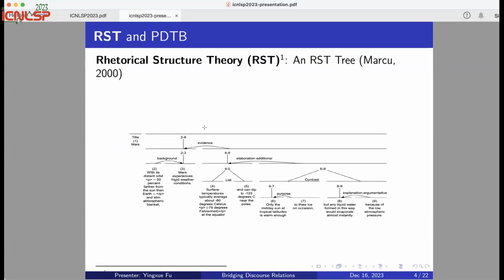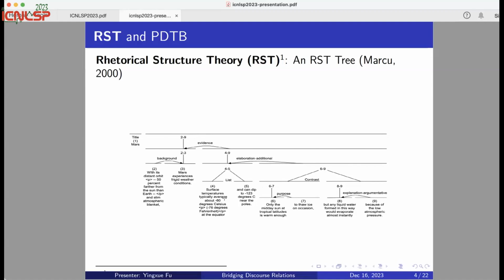RST tries to model discourse as a tree, and this tree is built recursively from basic discourse units, which are called elementary discourse units, EDUs. Things like 2, 3, 4, 5 here, and they are connected with each other with a relation. Here we can see a relation named background connects EDU 2 and EDU 3. These two EDUs form a larger segment. This is called complex discourse unit, and the whole discourse is built in this way.